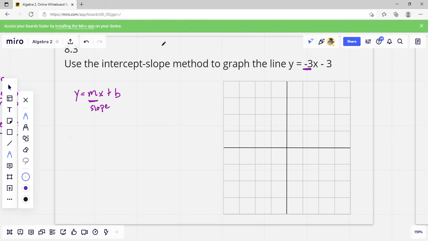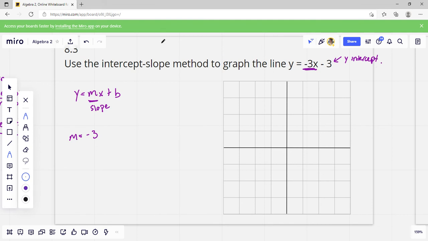If we look at this, it's already set up as y equals mx plus b. And our slope is the one that's connected to our x term right there. So that's negative 3. And then our y-intercept is our b. That's right there. And that's also negative 3.